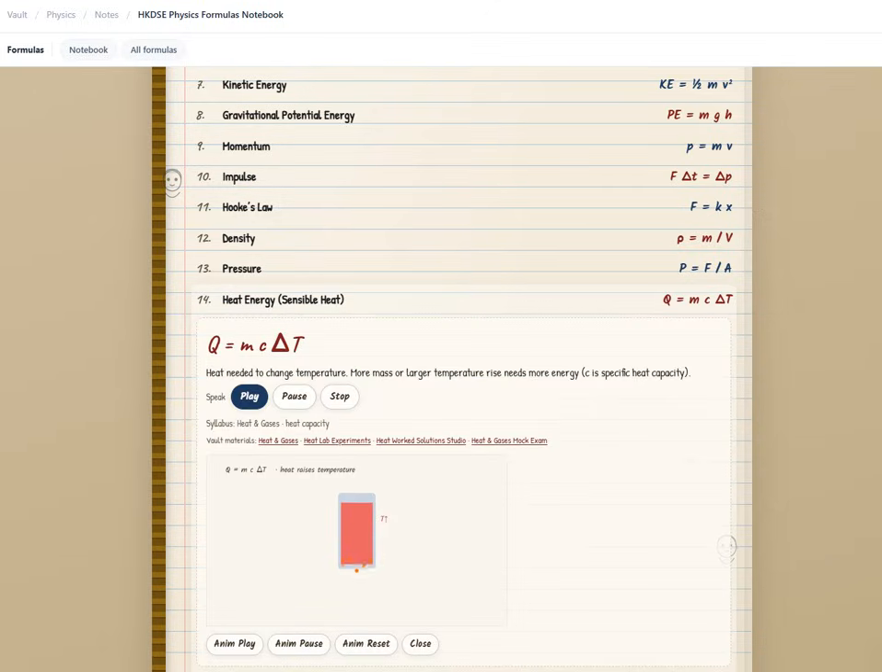Heat energy, sensible heat. Q equals mc delta T. Heat needed to change temperature. More mass or larger temperature rise needs more energy. c is specific heat capacity. Heat flows in and temperature rises.